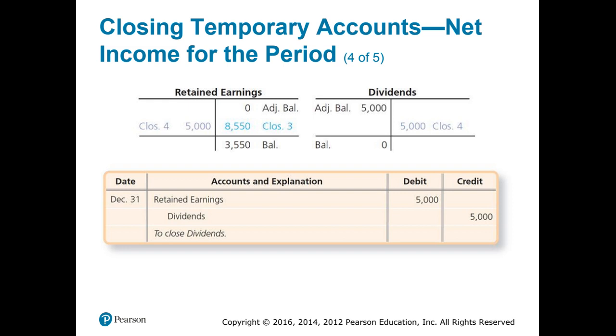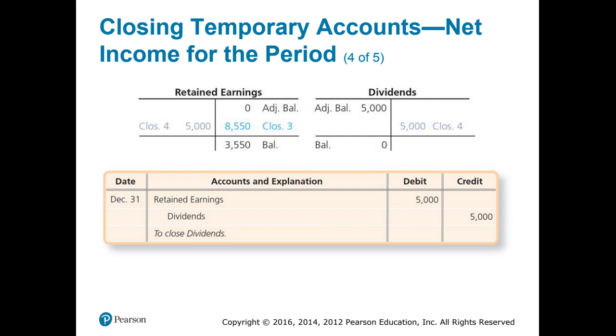And then in step 4, we're going to make the dividends account equal 0 via the retained earnings account. This entry transfers the dividends to the debit side of the retained earnings account. So Smart Touch Learning has a $5,000 debit balance in the dividends account. The account will be closed with a debit to retained earnings and a credit to dividends.